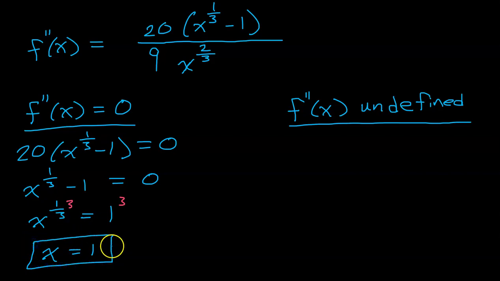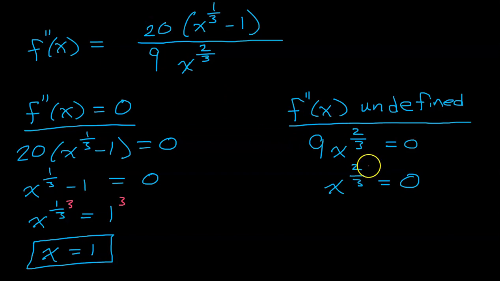So this is our first possible inflection point. So where is the function undefined? The second derivative will be undefined where the denominator is equal to 0. So that would be 9 x to the 2/3 power equals 0. Dividing by 9 on both sides, we have x to the 2/3 power equals 0. And raising both sides to the 3/2 power, we end up with x equals 0.